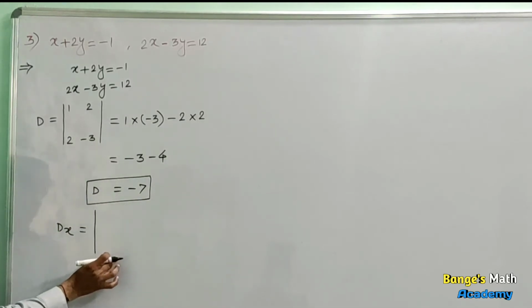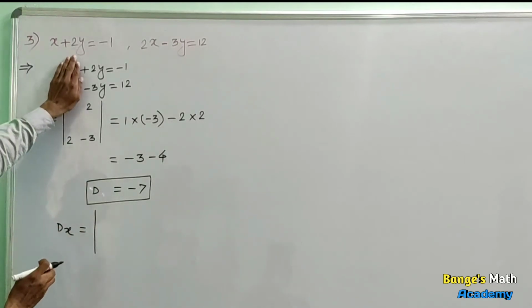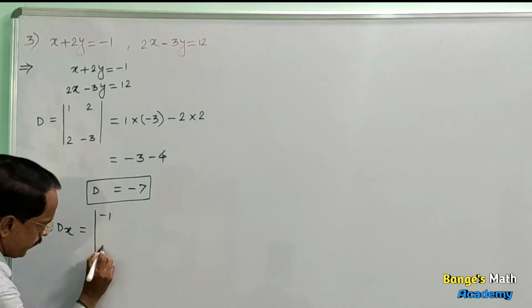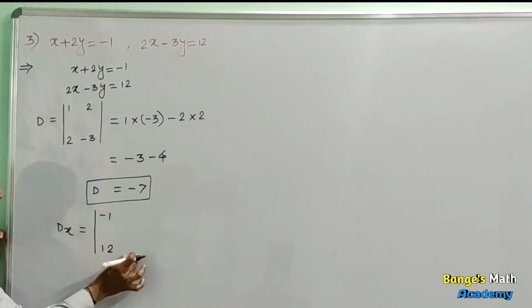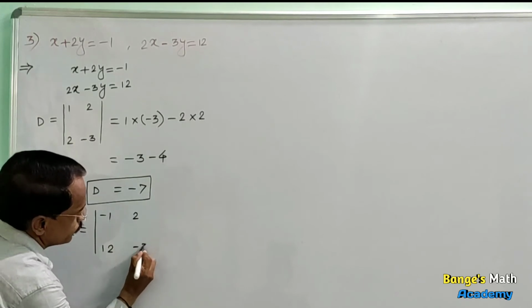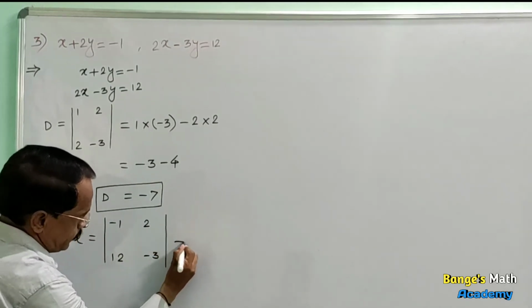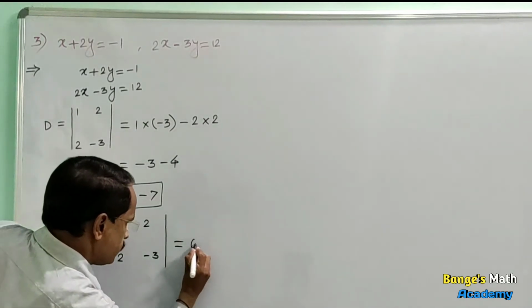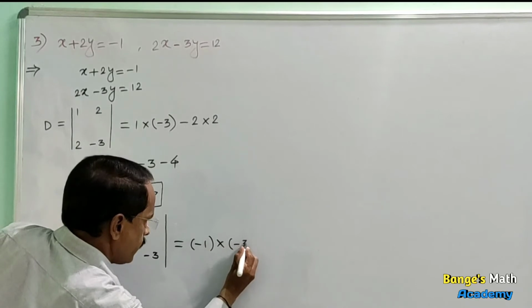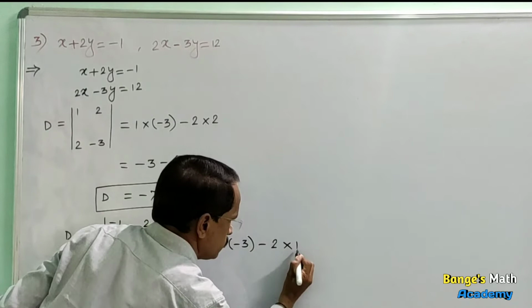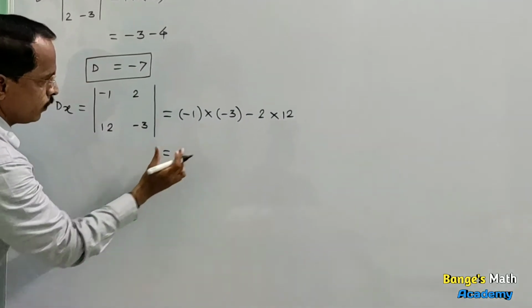Then find the value of dx. In the first column, hide the coefficients of y and replace them by the constant terms minus 1 and 12. In the second column, write the coefficients of y as they are, 2 and minus 3. Then simplify this. Minus 1 into minus 3, minus 2 into 12, is equal to the product of these two.